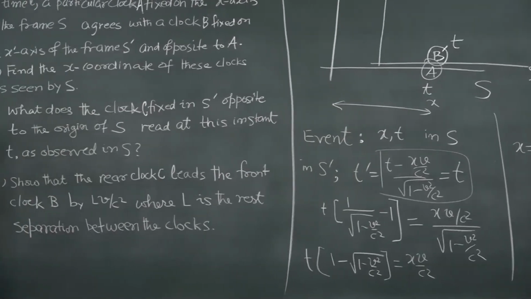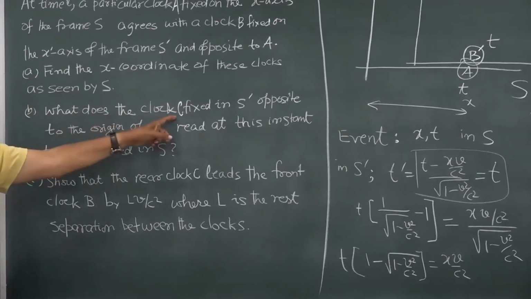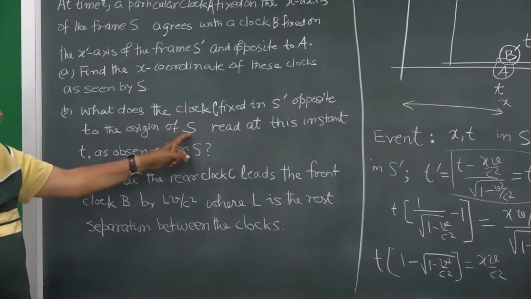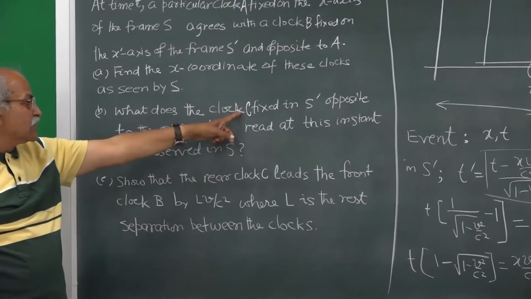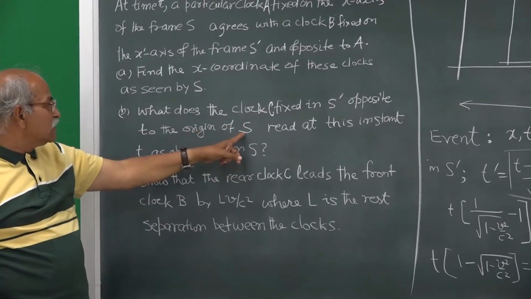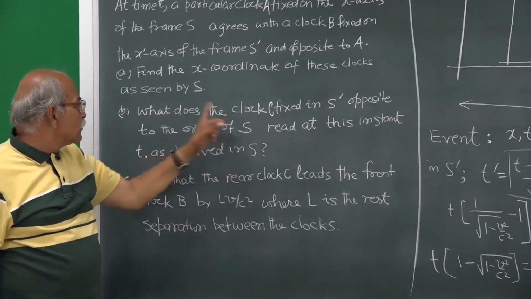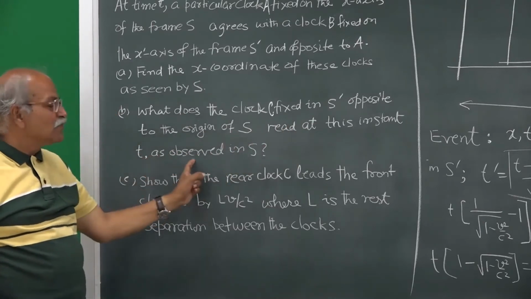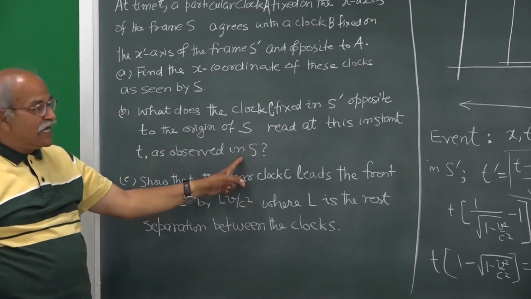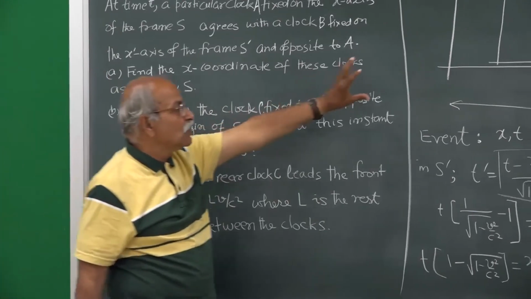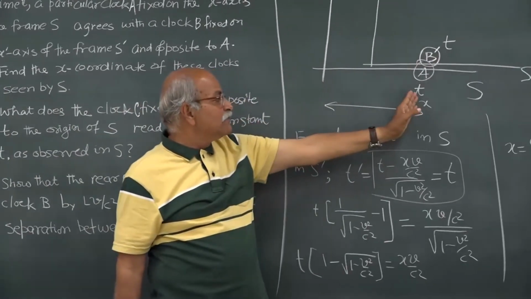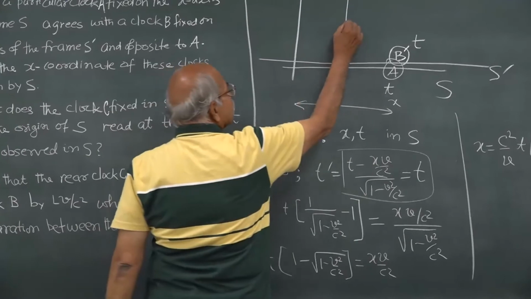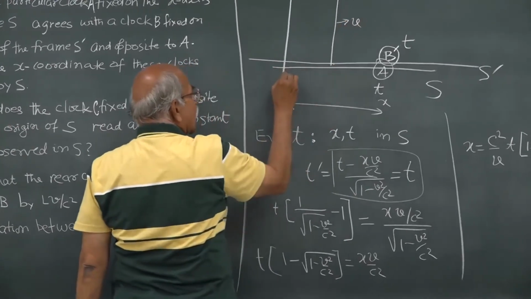Now the second part is: what does the clock C fixed in S prime, opposite to the origin of S, read? What does this clock C read at this instant t as observed in S? So in S frame at time t, these two clocks are agreeing. At the same time t, there is some clock of S prime which is opposite to the origin.